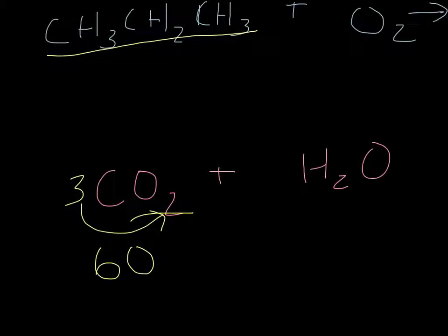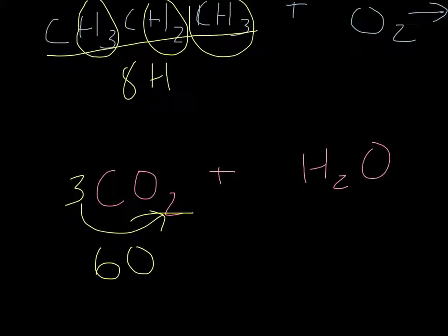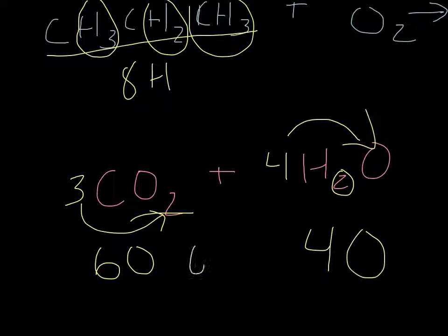And then, well, how many hydrogens do we have? We have 3 plus 2 plus 3, 8 hydrogens. And there's 2 per water molecule. So how many water molecules are we going to have? 4. Because 4 times 2 makes 8. So, how many oxygens do we get from this water molecule? 4 times 1 makes 4. So 6 plus 4 makes 10. Pretty easy math right there.